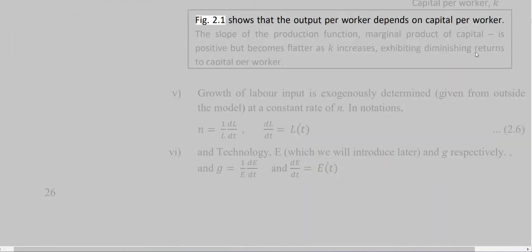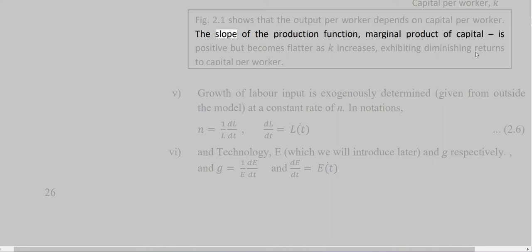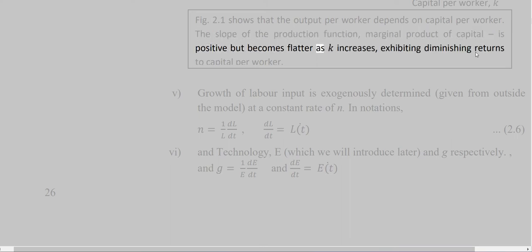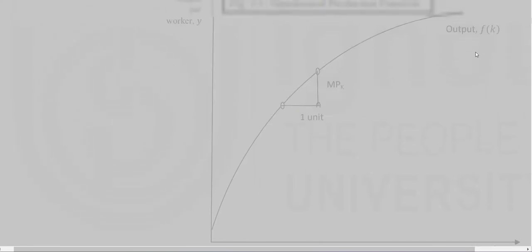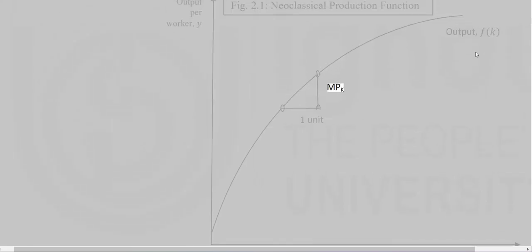Capital per worker. Figure 2.1 shows that the output per worker depends on capital per worker. The slope of the production function, marginal product of capital, is positive but becomes flatter as k increases, exhibiting diminishing returns to capital per worker. Output per worker. MPK. 1 unit. Output.